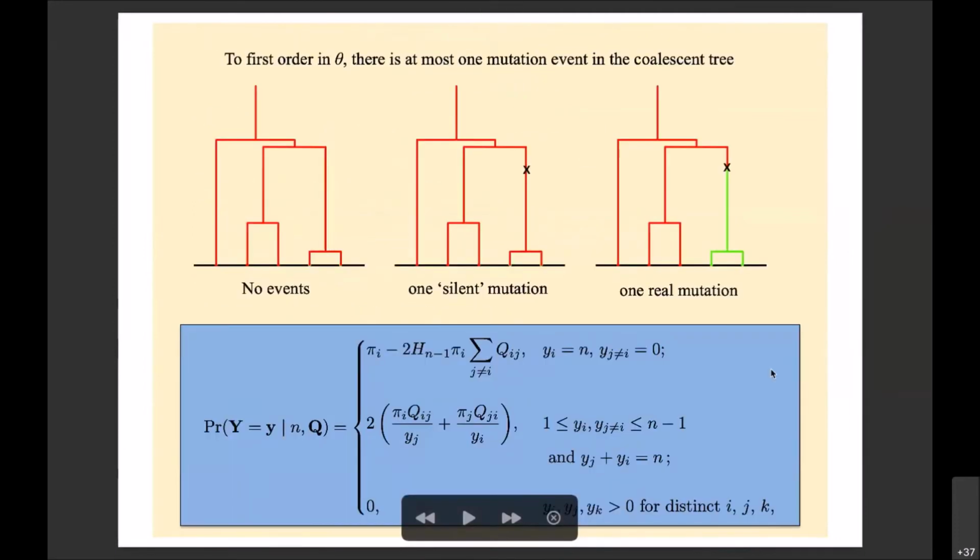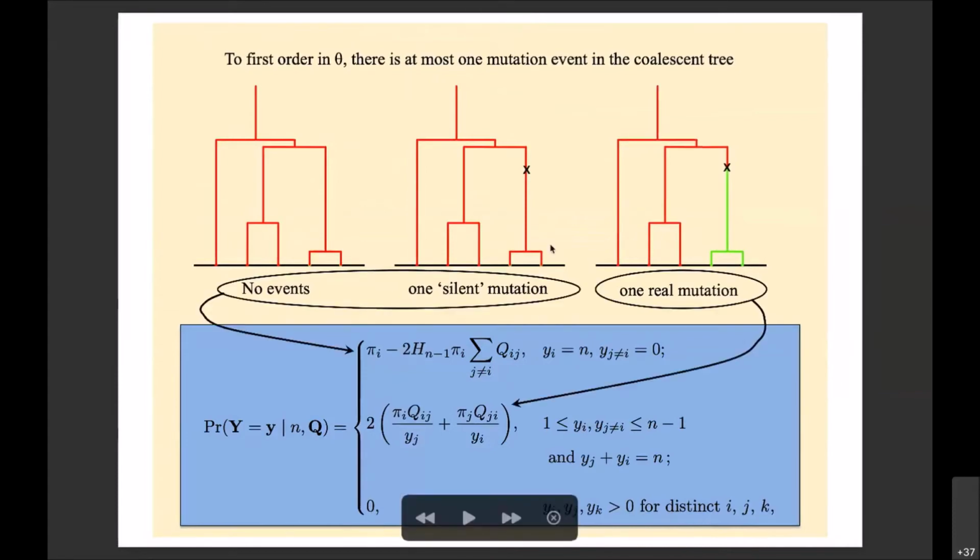So you put it all together. This is the answer that comes out. This is the equation I showed you before. Essentially, it's a nice diagrammatic expansion. It says, if this is a coalescent tree, there can be no mutations, in which case you get the first term. Whoops, you get the first term here. Now I can't highlight just that pi. There could be one of these silent mutations, in which case you get the second term here. Or there could be a real mutation, in which case it leads to the next term here. So you have to grind through the algebra, but take my word for it, it all comes out quite nicely.